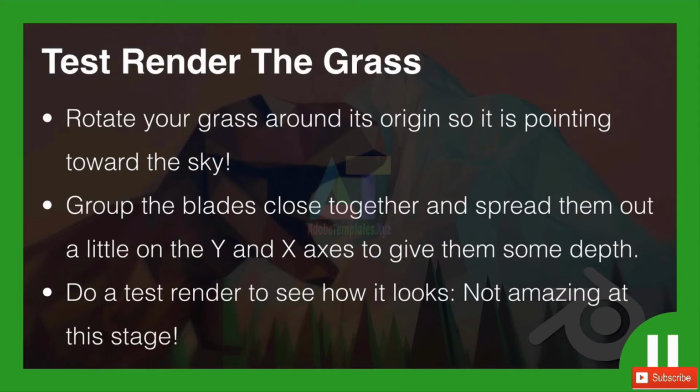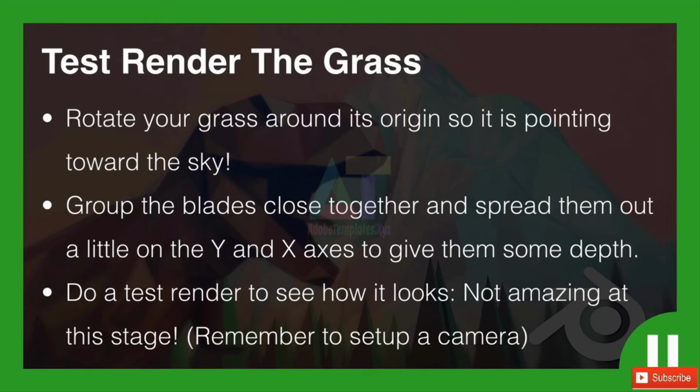I'd like you to test render the grass. So rotate your grass around its origin so it's pointing towards the sky, the way the grass naturally grows, and group the blades close together, so at the moment they're quite spread out, and spread them out a little on the X and Y axis to give them some depth. Then finally do a test render and see how it looks. It won't be amazing at this stage. Oh, and remember to set up a camera as well. So pause the video now and give that a go.